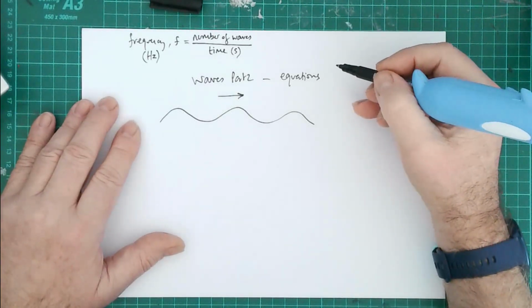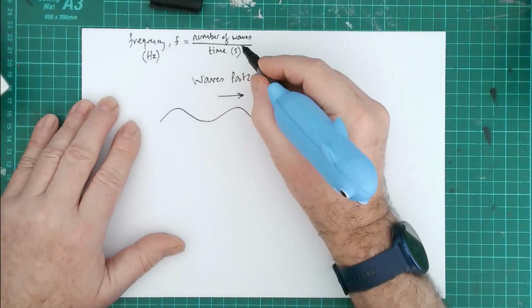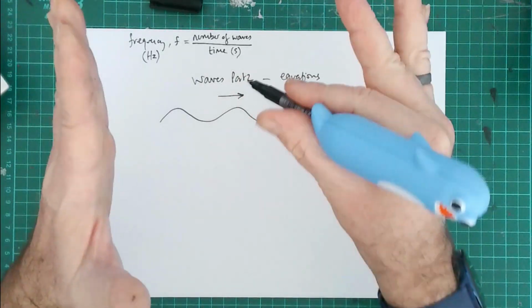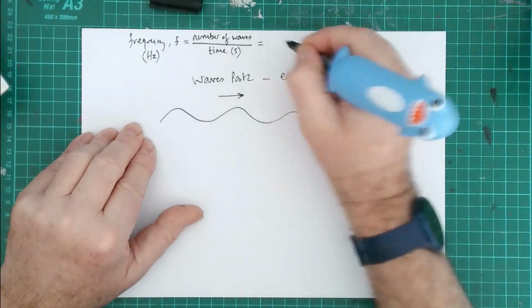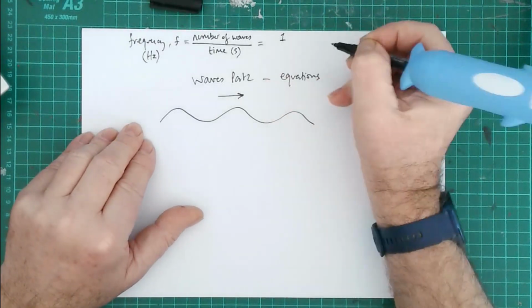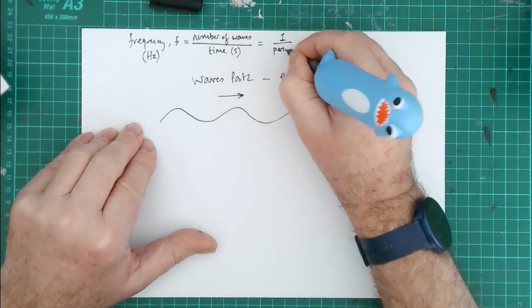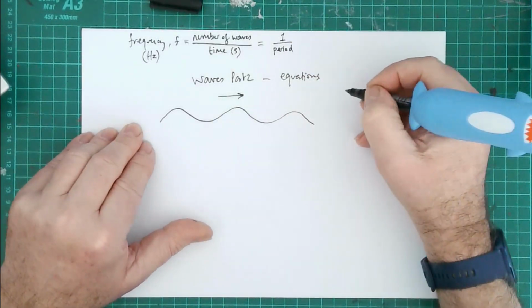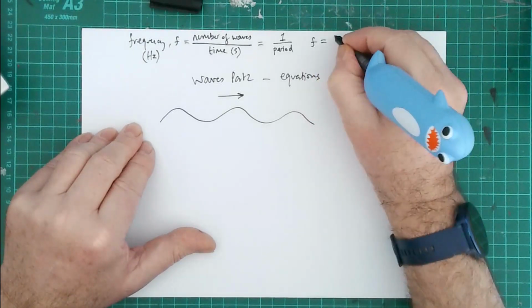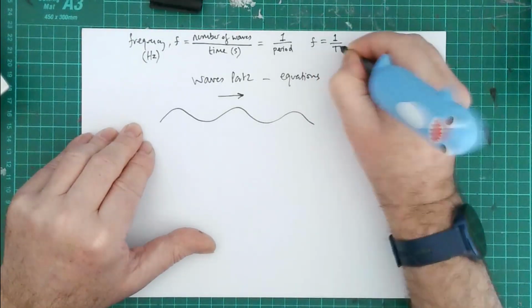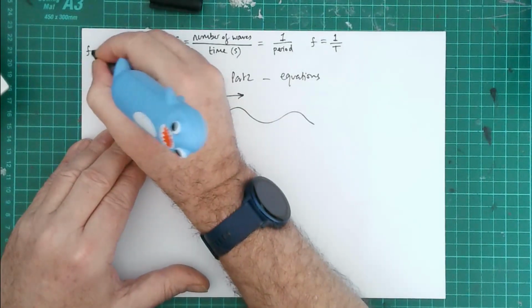But if we're talking about one wave, if our number of waves is just one wave, let's just focus on one wave passing a point in a certain amount of time. We know that for one wave, the time taken is called the period, or time period. And we can rewrite that as frequency equals 1 over T. So there's our first equation we need to be familiar with.